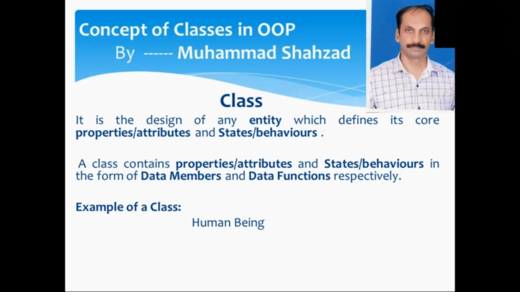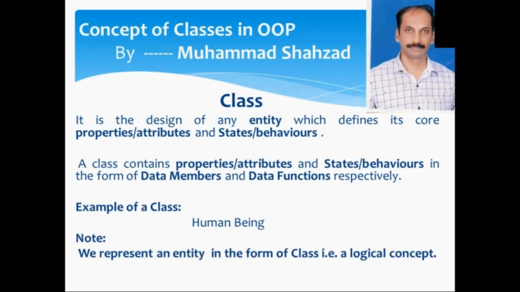Your answer is correct, my dear. A human being is an entity from the real world, and we represent each entity in object-oriented programming in the shape of a class. And the example of a class is a human being. The notable thing over here is that we represent an entity in the form of a class, and a class is a logical concept, my dear.